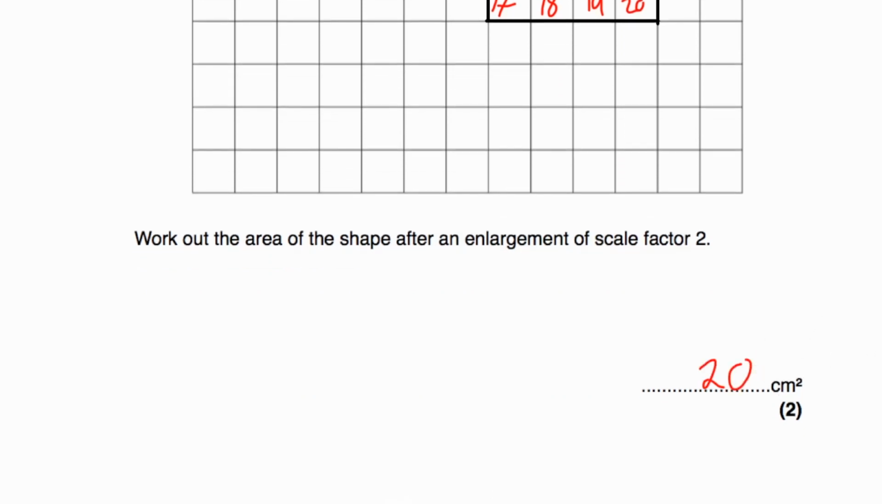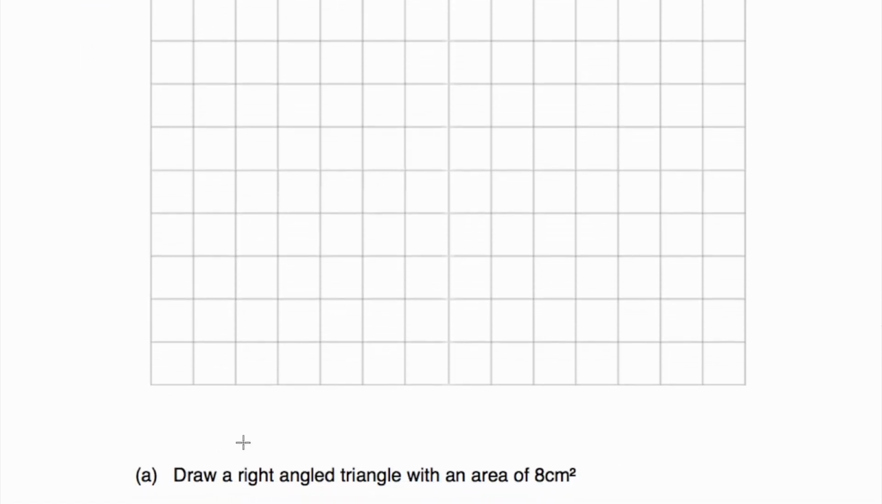Okay, let's look at our next question. Okay, let's have a look at our next question, question number 10. So question number 10, part A, we've been asked to draw a right angle triangle with an area of 8 centimeters squared.